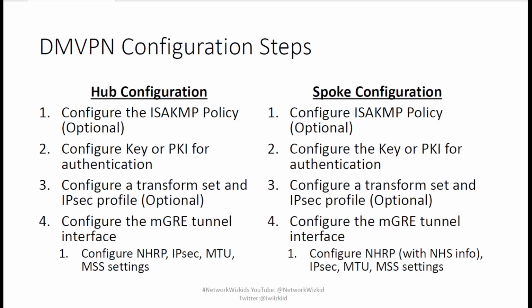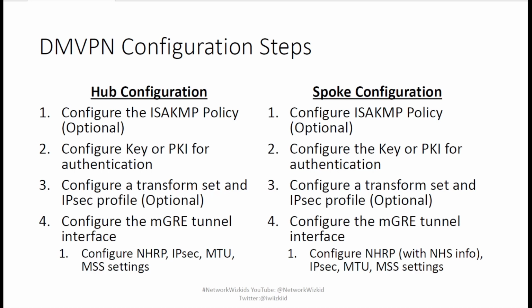Similar on the spoke side, we've got the optional ISAKMP policy again. Again, we need to make sure whatever we configure on the hub is the same on the spoke with regards to whether we use a pre-shared key or whether we're using certificates. Again, with the transform set, it's optional.